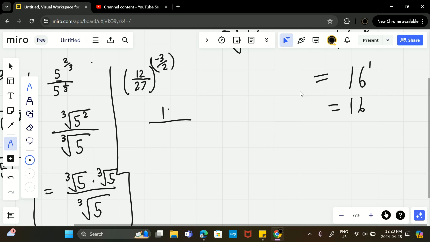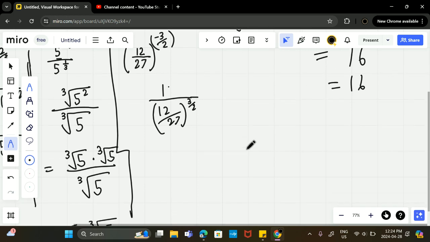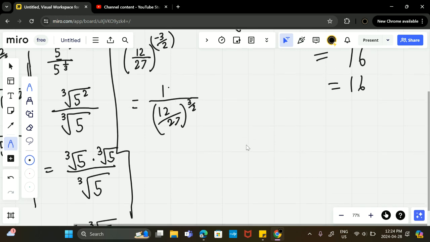So just leave a 1 up there. 12 over 27, to the power 3 divided by 2. I wrote it out like this, but basically you can just skip that step and go straight to this. So yeah. Alright.